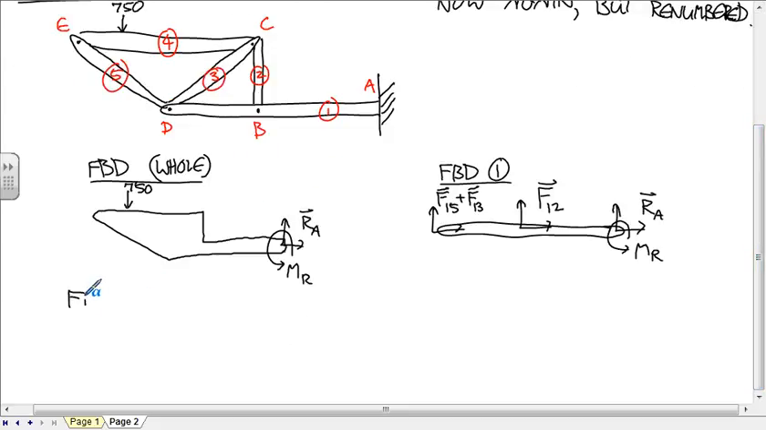And then number 2, we have the force on 2 by 3 and the force on 2 by 4. That's because at C, the pin is part of member 2. And down here, we have the force on 2 by 1.